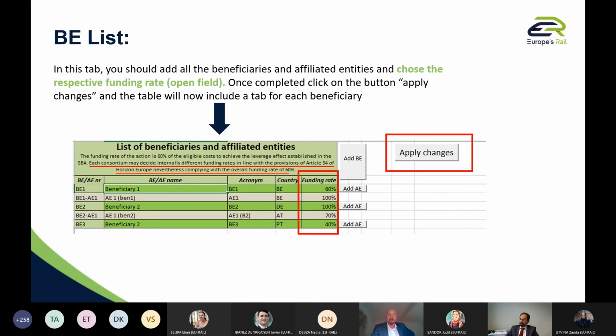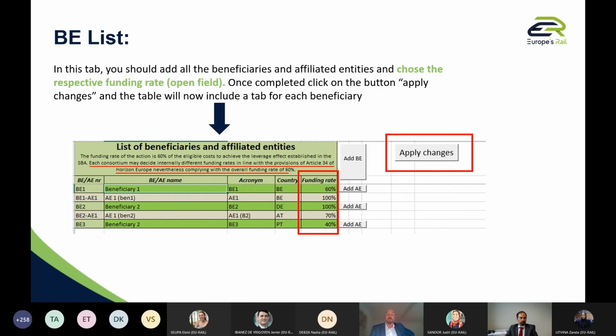And once you have filled this in for your consortium, you click on Apply Changes. Automatically, when you click on Apply Changes, it will create as many tabs per beneficiary as you have mentioned here. So after, of course, you can continue adding new beneficiaries and so on.